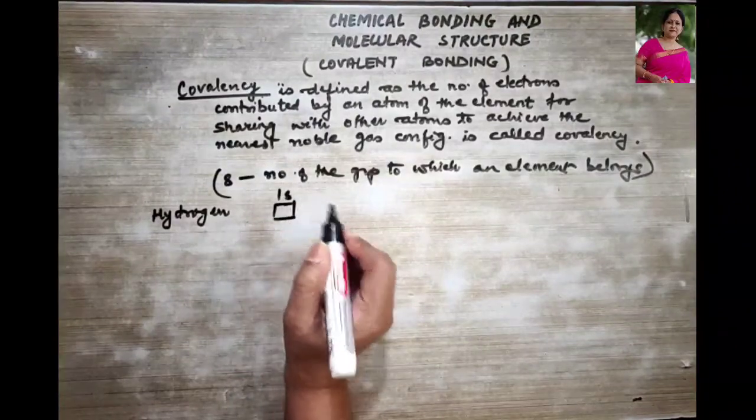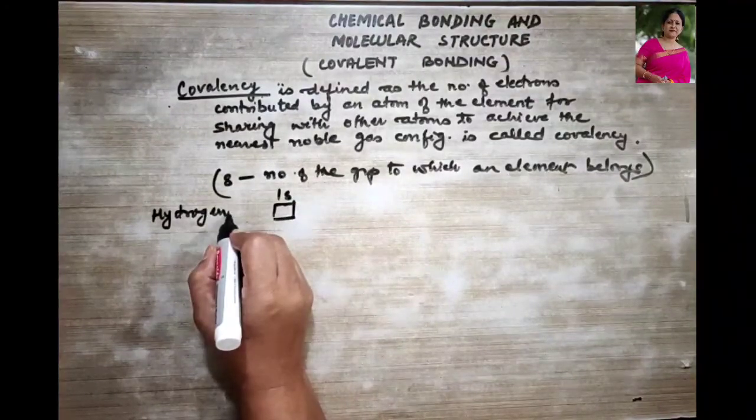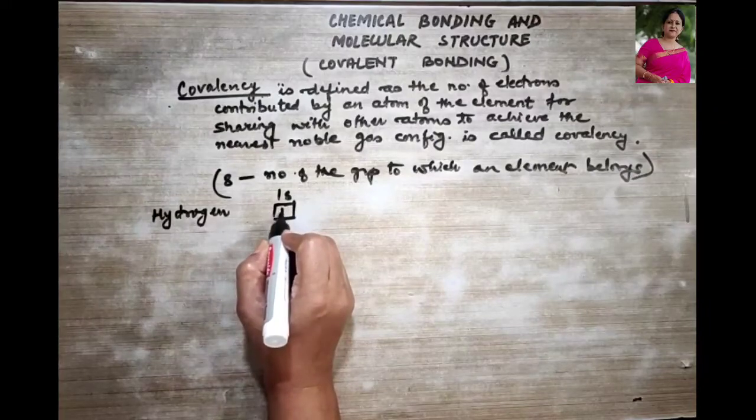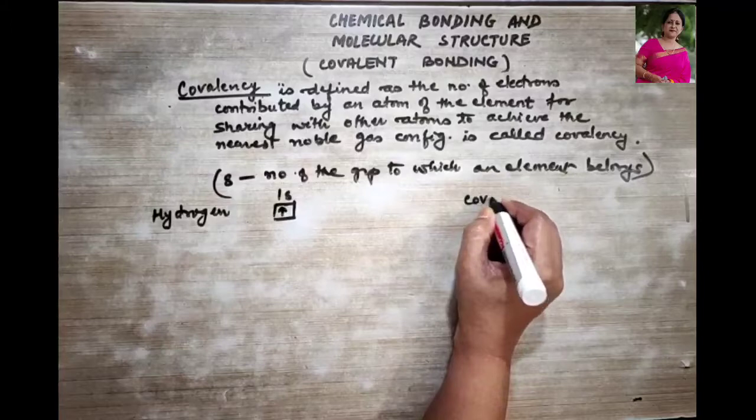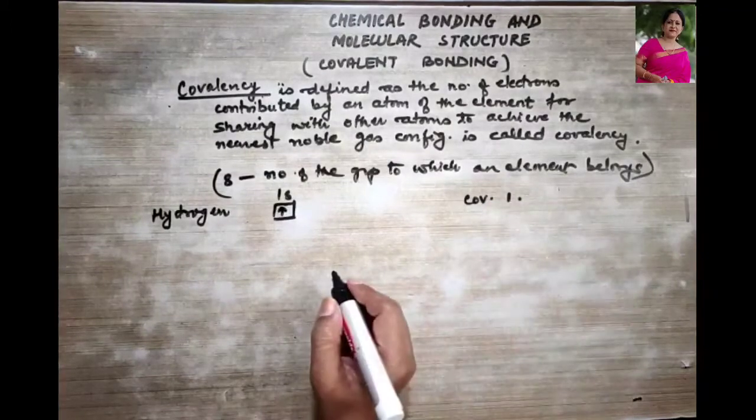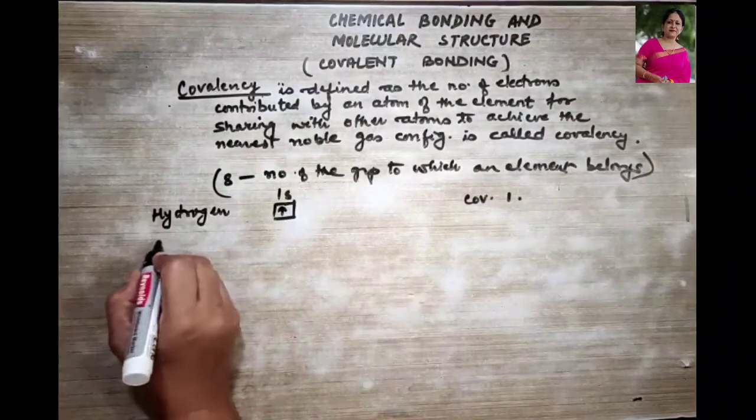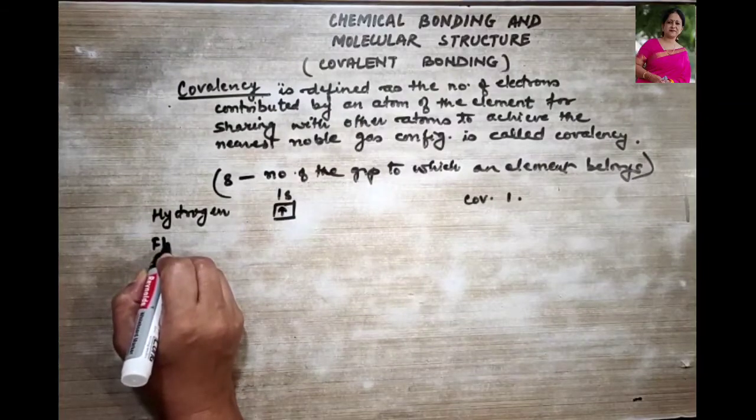This is 1s. So atomic number 1, valence electron 1. So this is what it is going to show. So over here covalency is also equal to 1. Right? Next let's talk about fluorine.